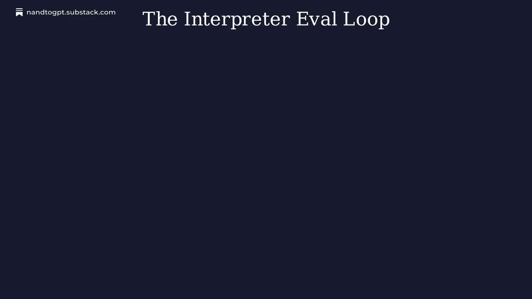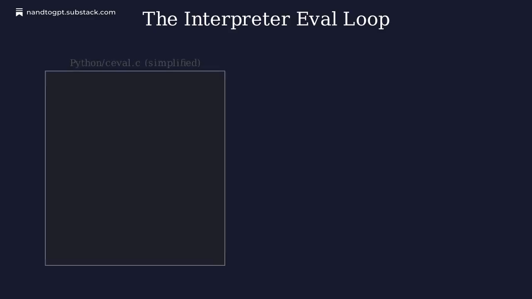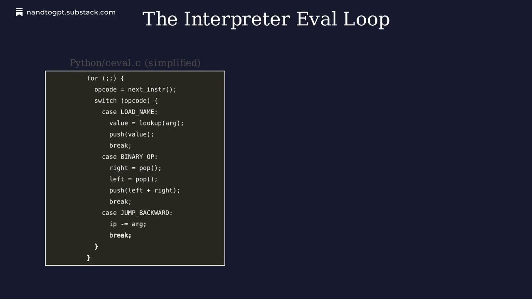Who runs this bytecode? The Python interpreter. Written in C, let's peek inside. A giant switch statement, one case per bytecode instruction. LOAD_NAME looks up a variable and pushes it onto the stack. BINARY_OP pops 2 values, adds them, pushes the result. JUMP_BACKWARD subtracts from the instruction pointer.